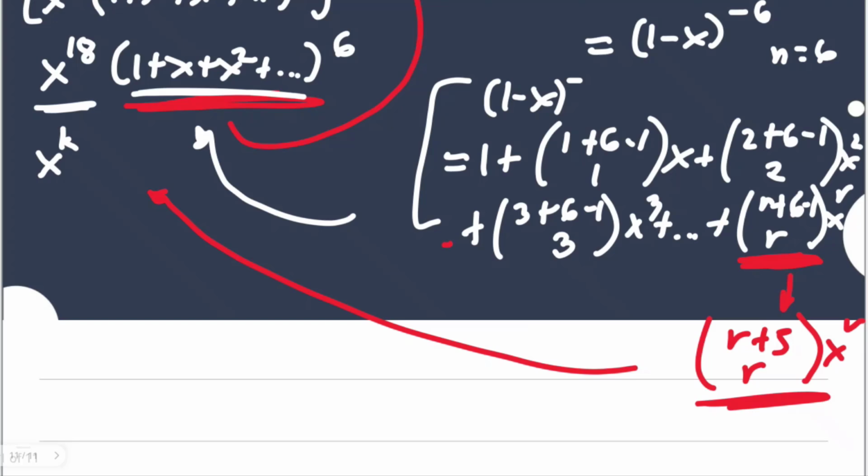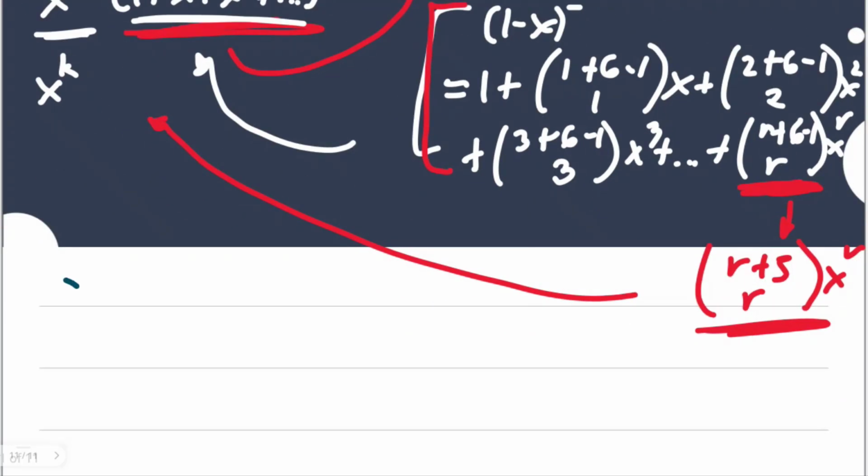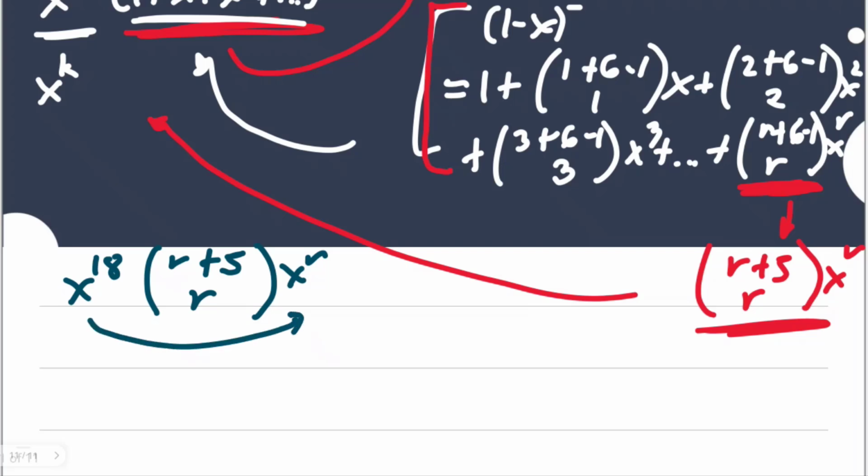We don't need these items here because not all of them could guarantee the condition stated in the problem. So for this, we will have x to the power of 18 times this form, r plus 5 combination r, x to the power of r. That's the result now, because if we multiply this, you will actually get x to the power of r plus 18. And this will be its coefficient.